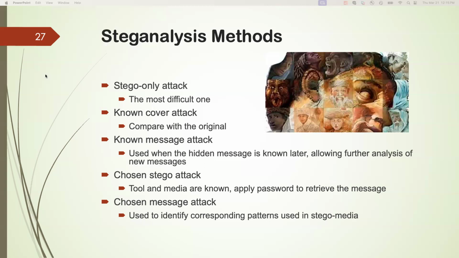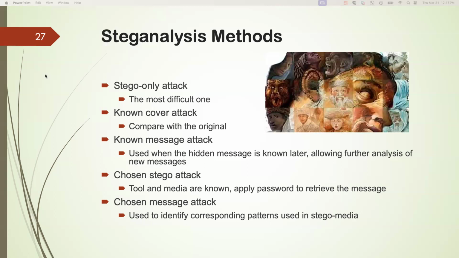In this chosen message attack, we know the original message and we know its encrypted version or its hidden version. We try to reverse engineer the process of steganography, and we try to find out what type of hashing algorithm the steganographic tool might have chosen.